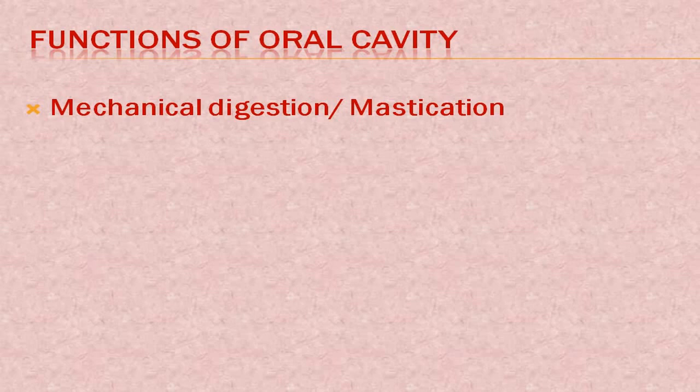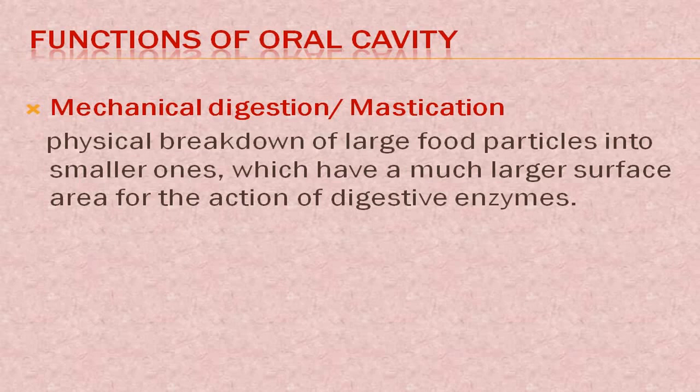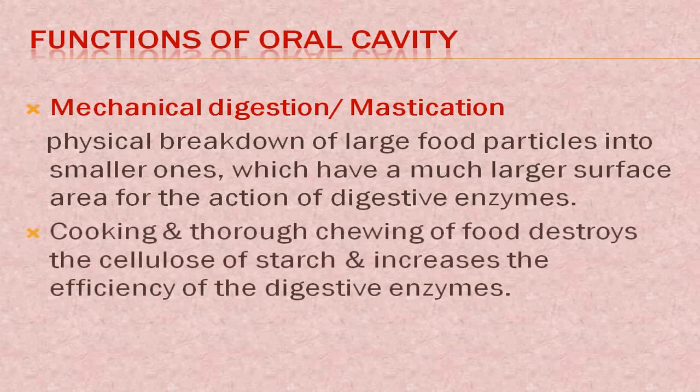Now the first one is mechanical digestion or mastication. Mastication is the breakdown of food particles with the help of teeth into smaller particles. So it is the breakdown of large food particles into smaller ones. Due to this breakdown, the food particles have a much larger surface area for the action of digestive enzymes. And besides mastication, cooking and thorough chewing of food also destroys the cellulose of starch and increases the efficiency of the digestive enzymes.